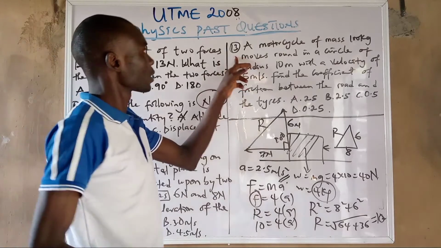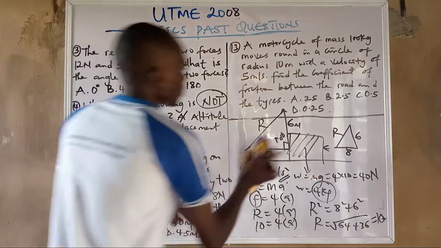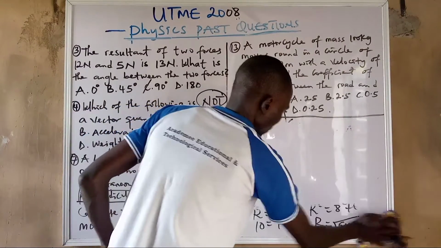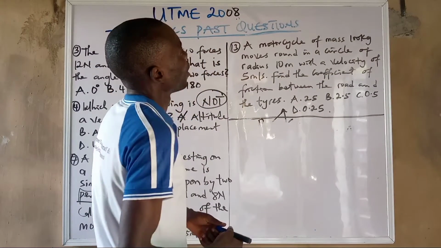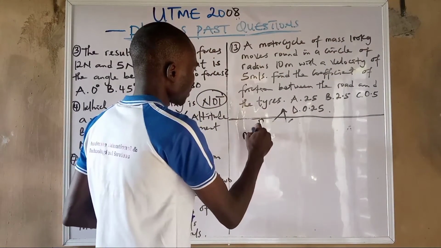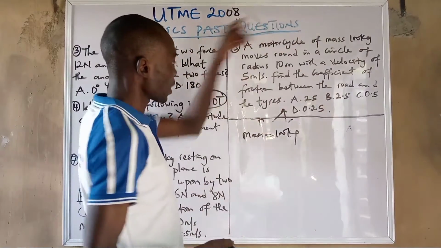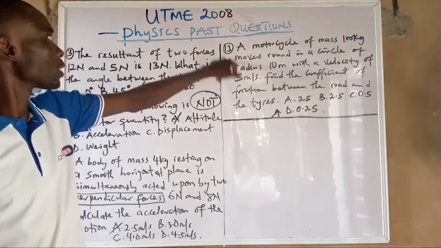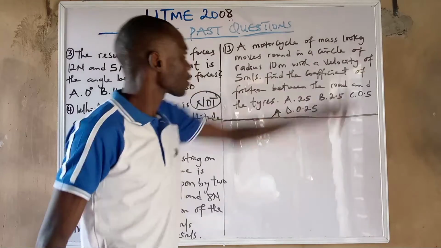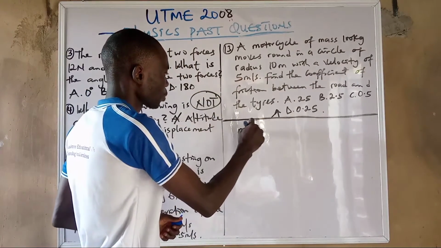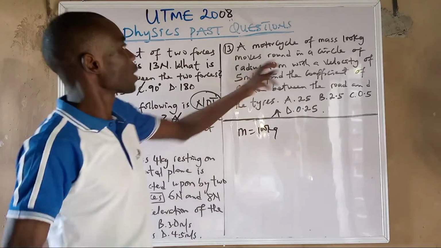So we have number 13 for that very year. A motorcycle of mass 100 kg. The motorcycle was moving round a cycle. So the mass of the motorcycle is 100 kg, moving around in a cycle.